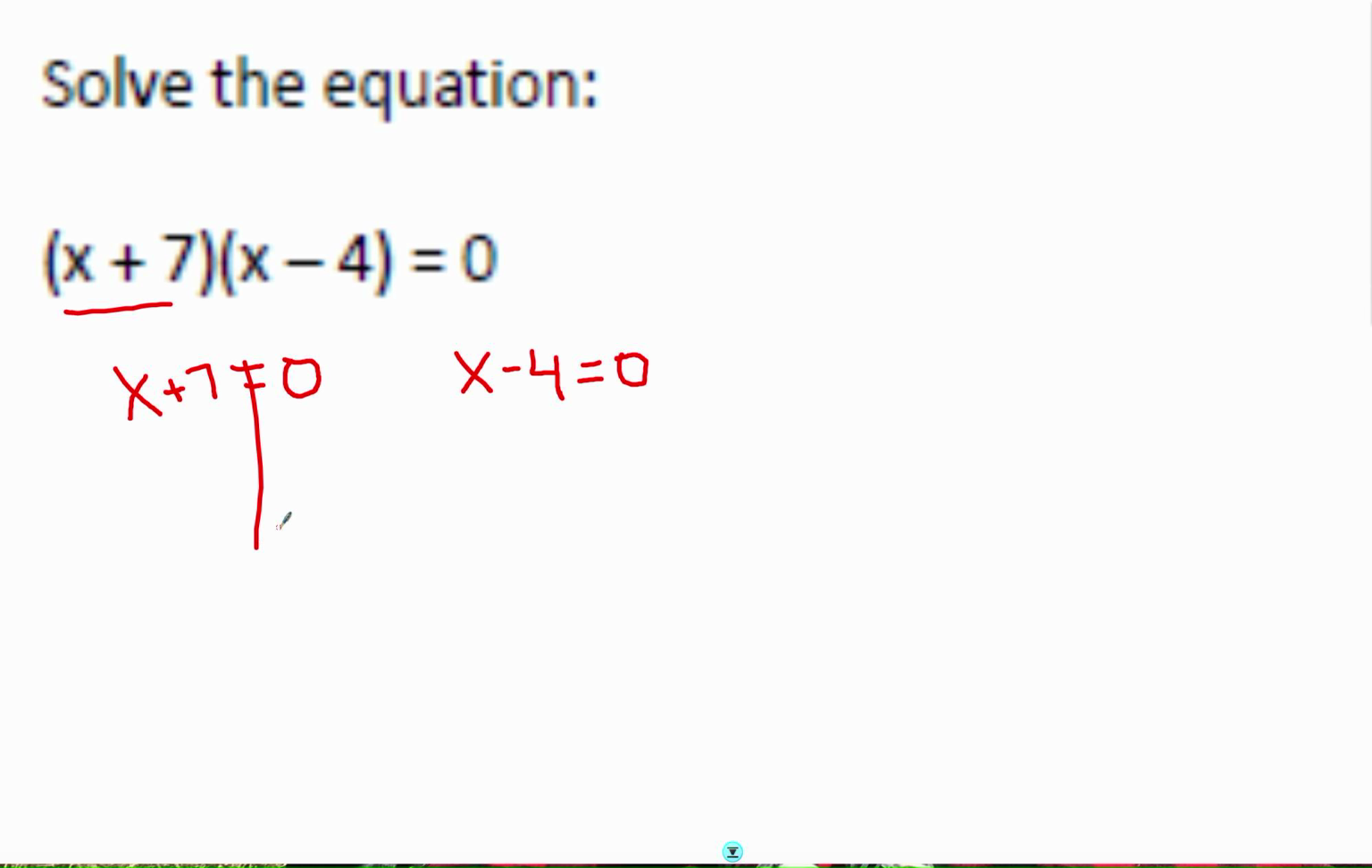So in each case, I'm going to isolate x. Here I'll do that by subtracting 7 from both sides. So I get x is -7. And here I'll do that by adding 4 to both sides.